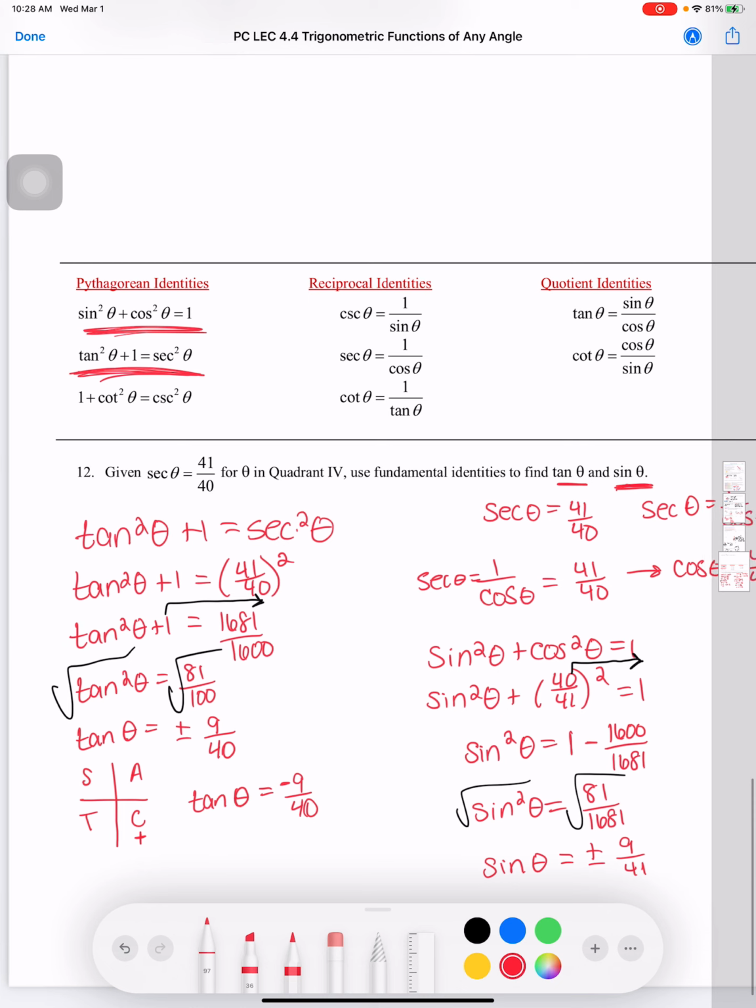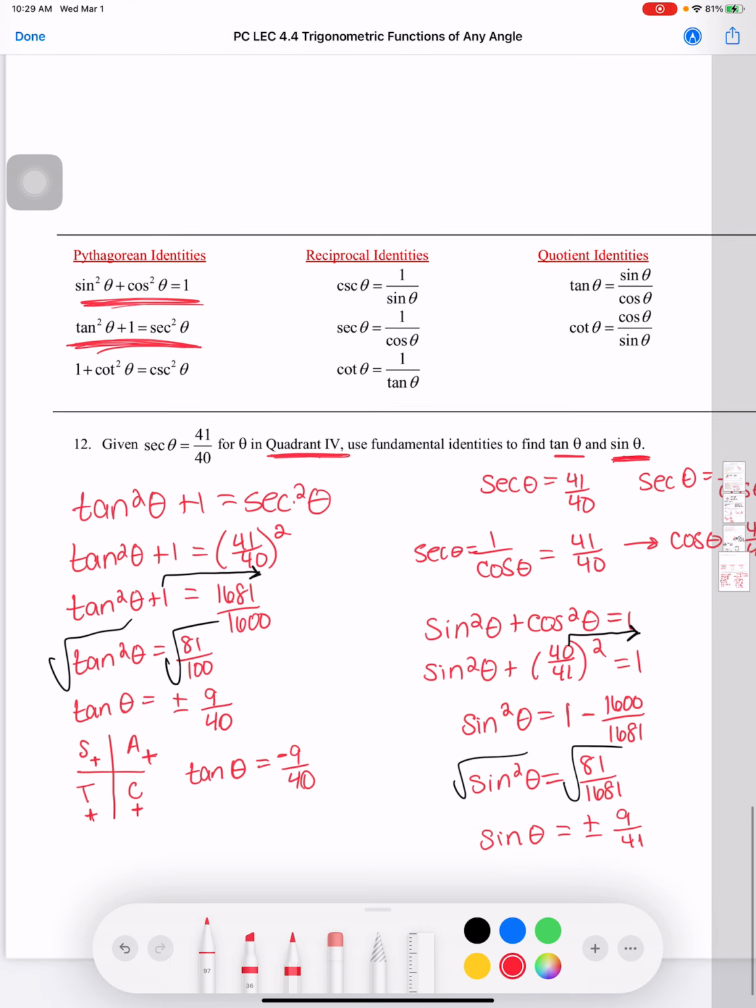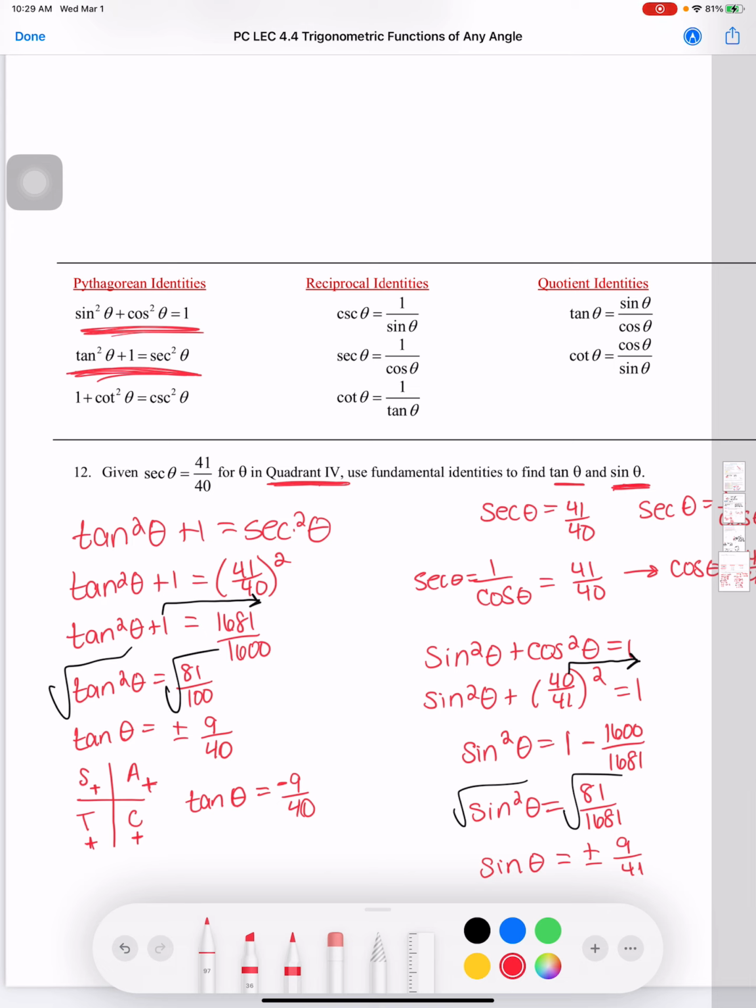But then remember over here where I said all students take calculus. If you remember, all three ratios are positive in the first quadrant. Sine is positive in the second, tan is positive down here, and only cosine is positive in the fourth quadrant. And remember, we're focusing on the fourth quadrant. Sine is not positive down there, it's only positive up there in the second quadrant. So that tells me that I cannot consider positive 9 over 41 as my answer.